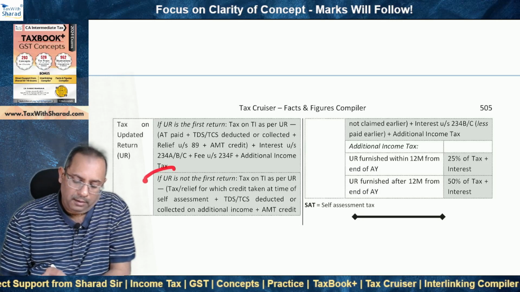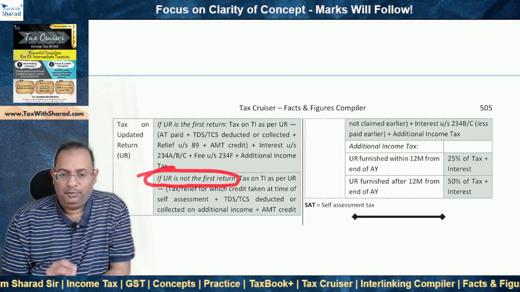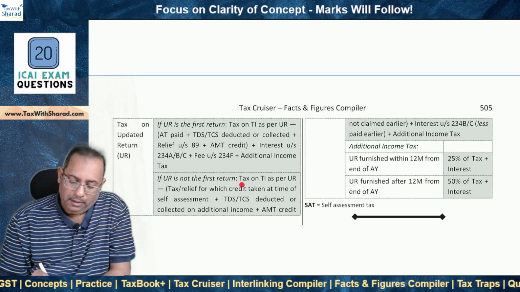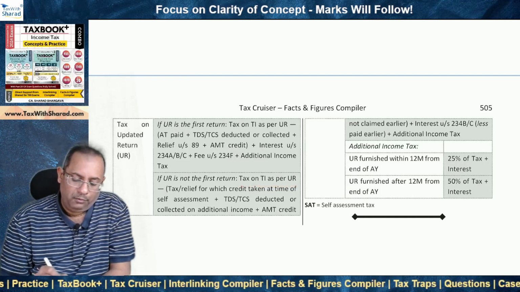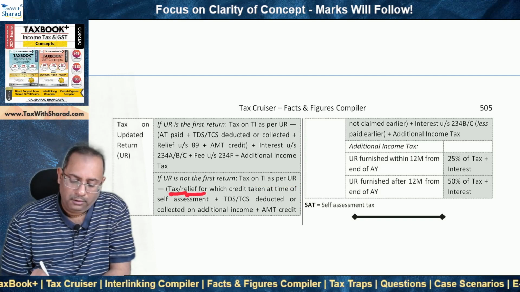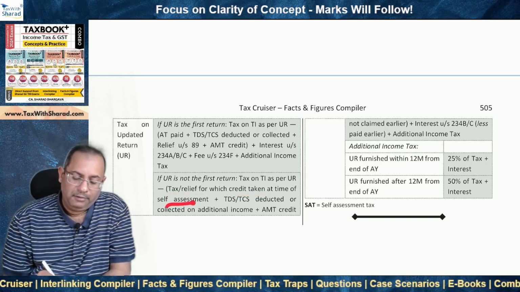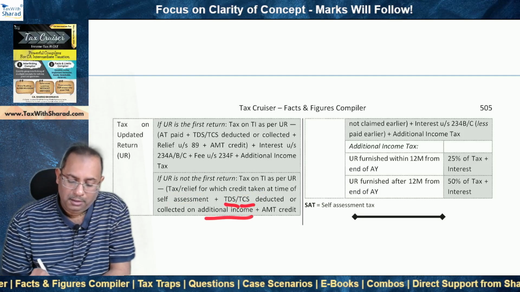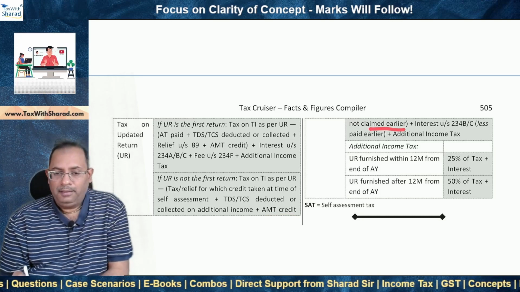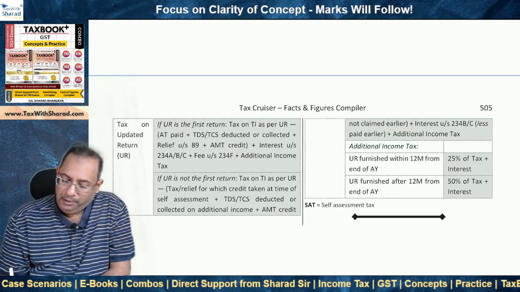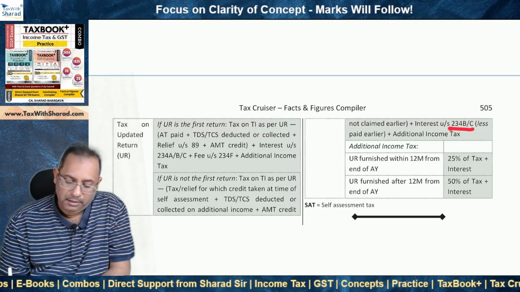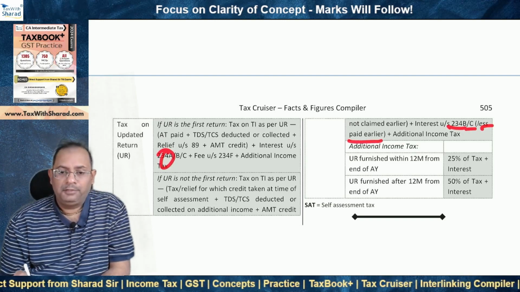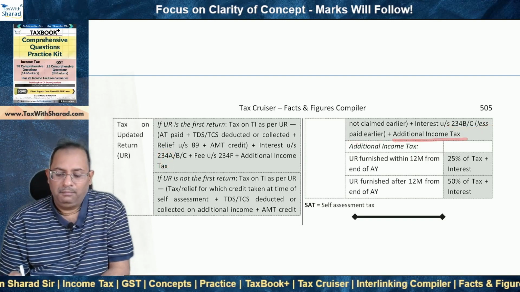In a situation where the updated return is not the first return, that is, you have filed a return and now you are updating that return, how do you compute the tax? You compute tax on total income as per updated return. Then you deduct the tax or the relief for which credit was taken at the time of self-assessment earlier. Then you also deduct TDS deducted or TCS collected on additional income and AMT credit which was not claimed earlier. After this you add interest under section 234B and 234C, not under 234A, less any interest paid earlier. And finally you add additional income tax.